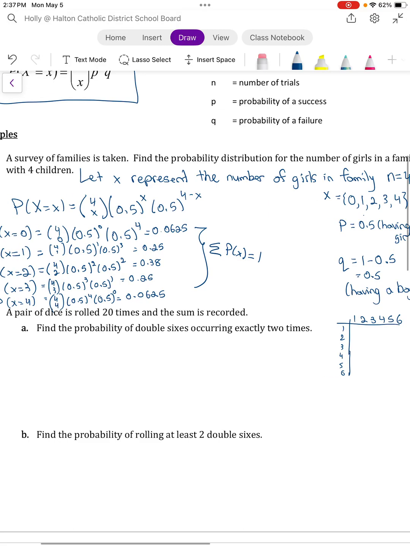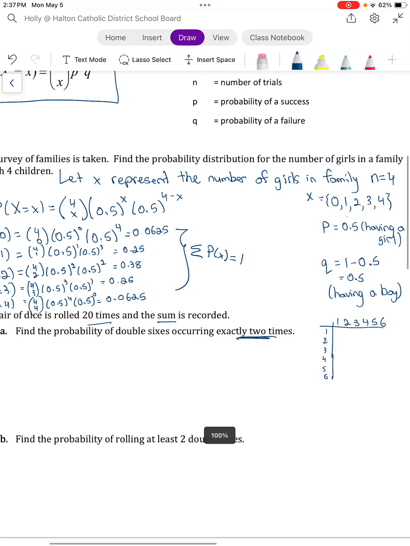Okay, and the pair of dice is rolled 20 times. The sum is recorded, so we're looking at the sums. Find the probability of double 6s occurring exactly 2 times. So I'm rolling these dice 20 times. I want to find the probability of rolling it exactly 2 times. Okay, so that's your key word here.